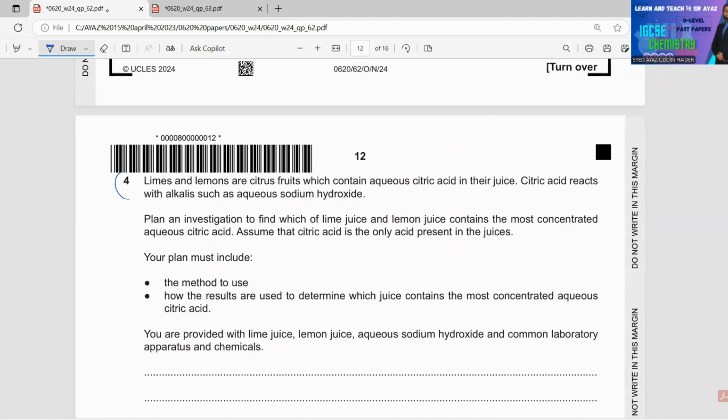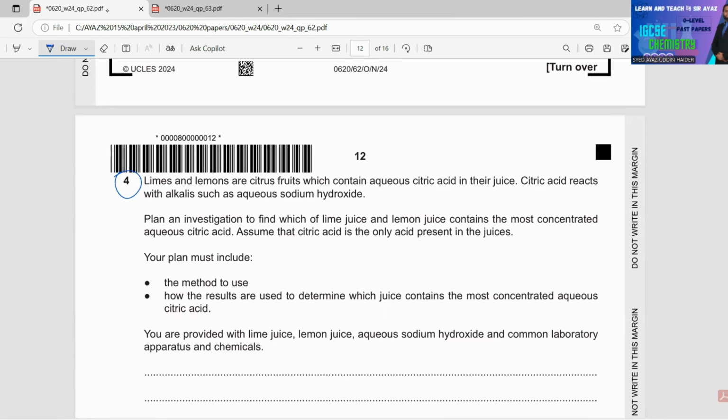Okay, last question. Question number 4. Limes and lemons are citrus fruits which contain aqueous citric acid in their juice. Citric acid reacts with alkalis such as aqueous sodium hydroxide. Plan an investigation to find which of lime juice and lemon juice contains the most concentrated aqueous citric acid. Assume that citric acid is the only acid present in the juices.